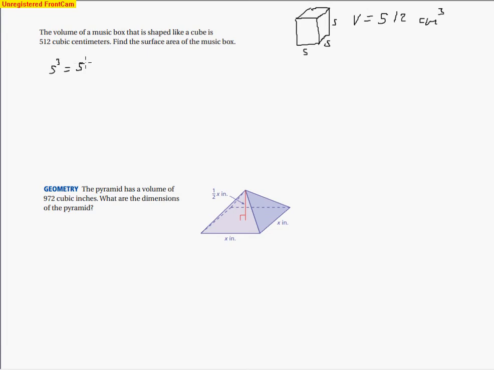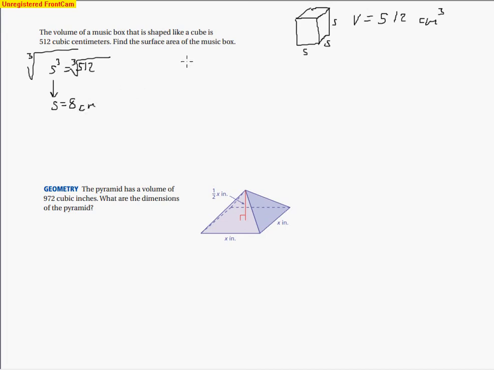So I set it into the volume formula, s cubed, so the side length cubed, and I'm going to take the cubic root to cancel out that cubed symbol, and then I have to take the cubic root of the other side. So 512 again, that makes 8. And so I see that the side length is 8 centimeters.